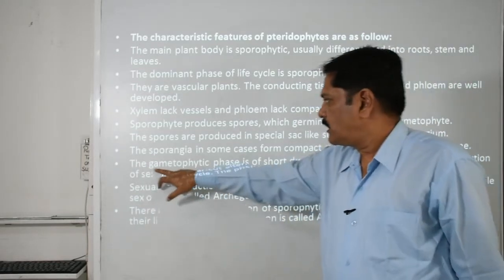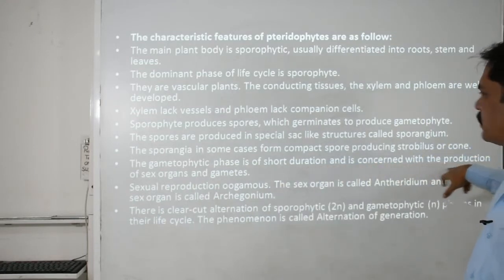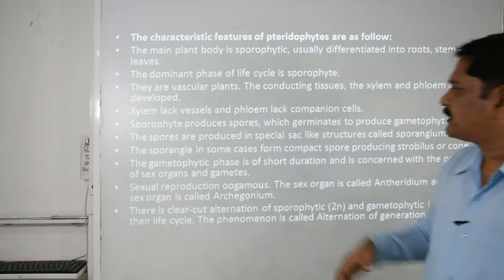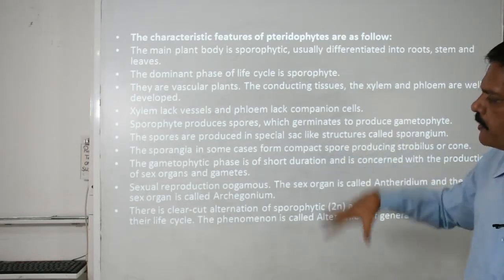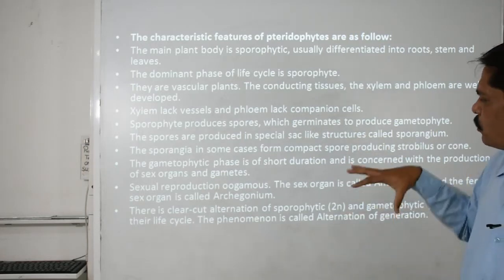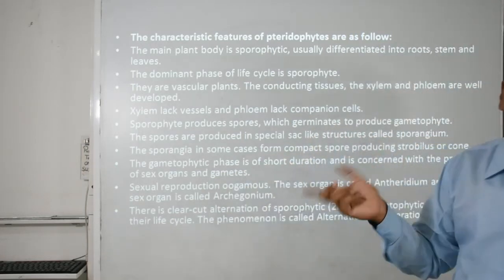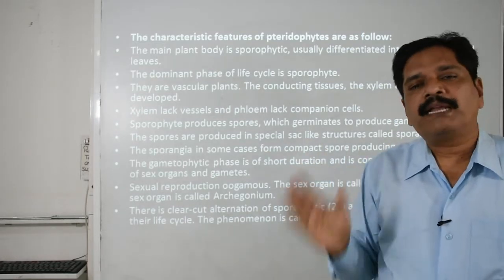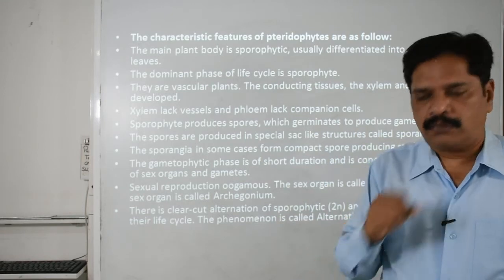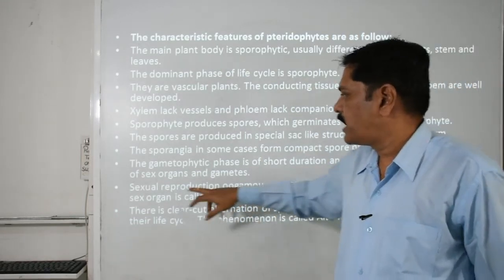Clear? Then the gametophytic phase is of short duration and is concerned with the production of sex organs and the gametes. Clear? So remember, this gametophytic phase which is haploid in nature is only there for the production of gametes. Okay, and these gametes are produced in the sex organs. And what are the sex organs? The male sex organ is called antheridium, sorry, and the female sex organ is called archegonium, right?